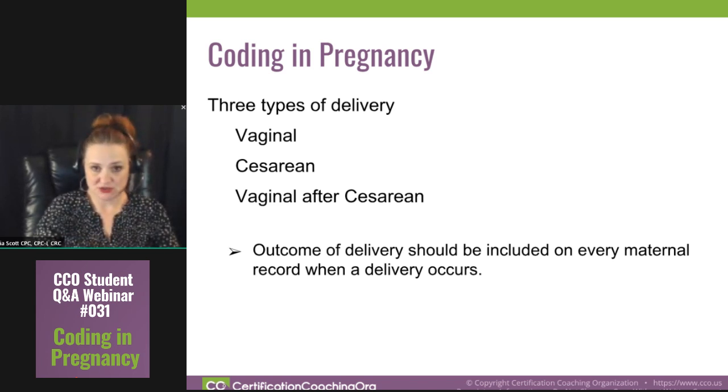Make sure you note, if there's a delivery, that on the mother's chart the outcome of the delivery has to be coded. Every time the mother delivers, the outcome of delivery is coded, whether it's a cesarean, C-section, vaginal delivery, or a VBAC.